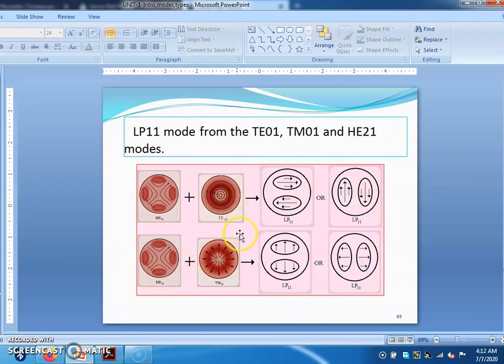So this is the diagram for the LP11 mode. The combination HE21 plus TE01 gives rise to either this mode or this one. Here is one polarization, and this is another polarization. Then HE20 mode plus TM0M mode gives rise to either this polarization or this polarization.